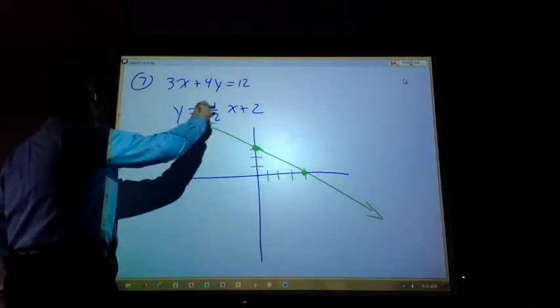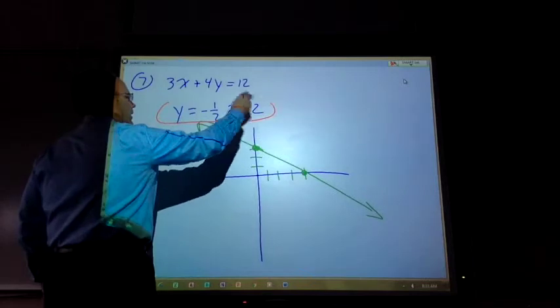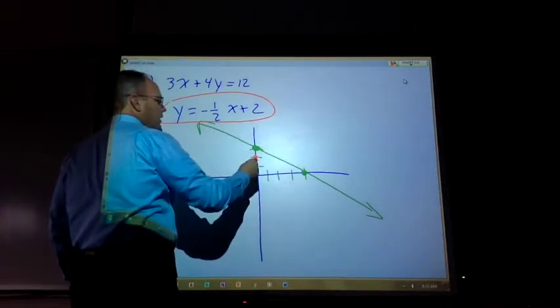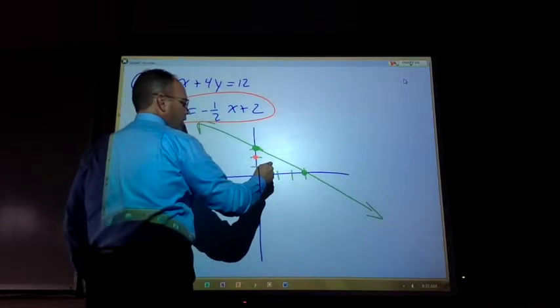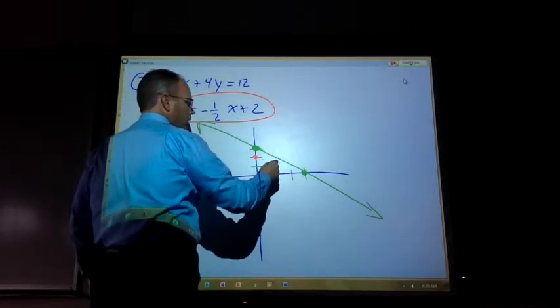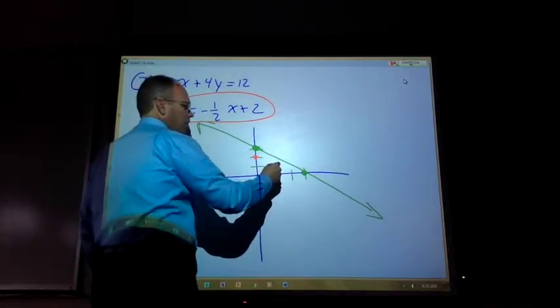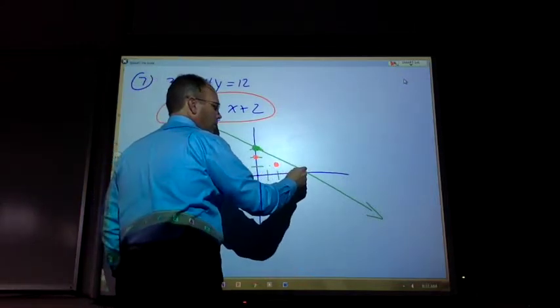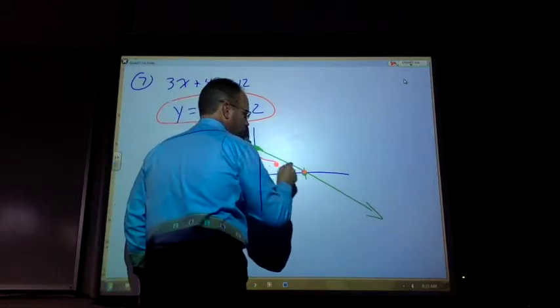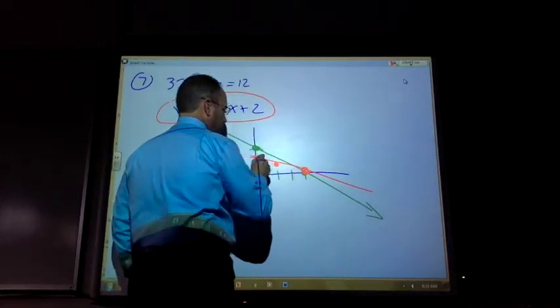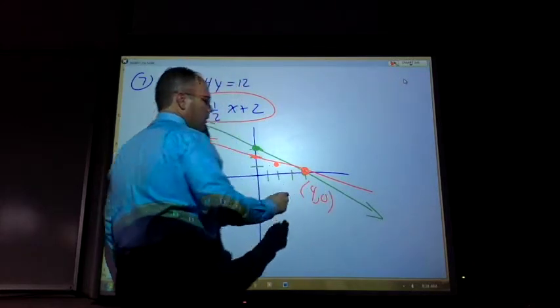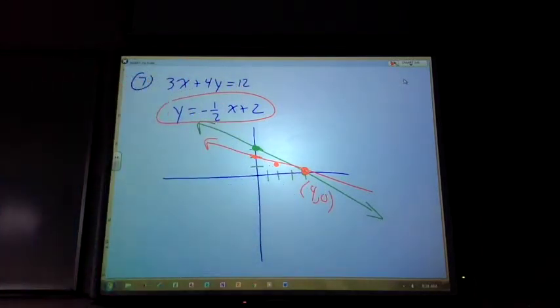How do I graph this one? Go up 2, and I go down 1 and over 2 to the right. Now watch this. From this point, I'm going to go down 1 more and over 2. So it crosses at 4, 0. How can I verify if that is correct?